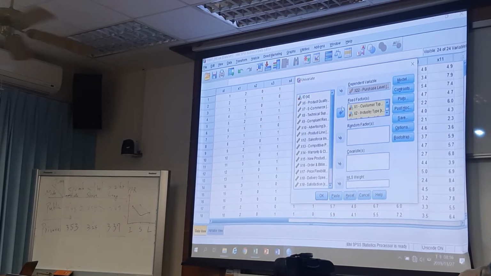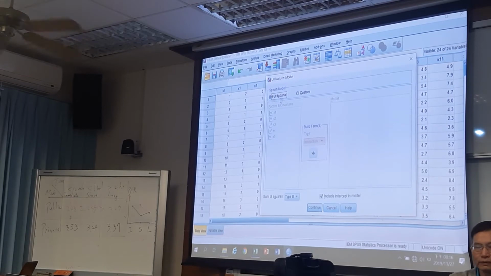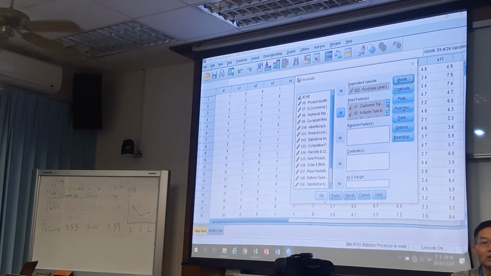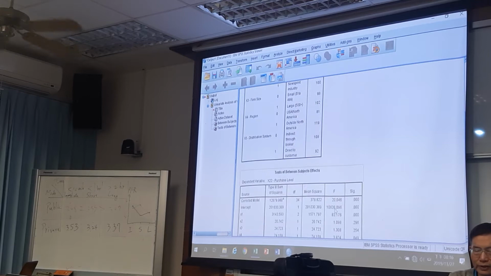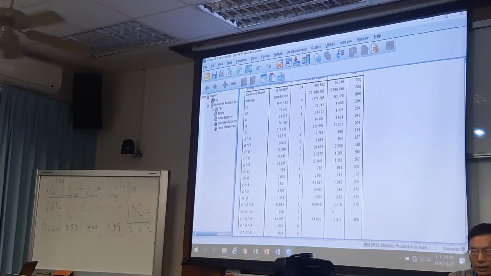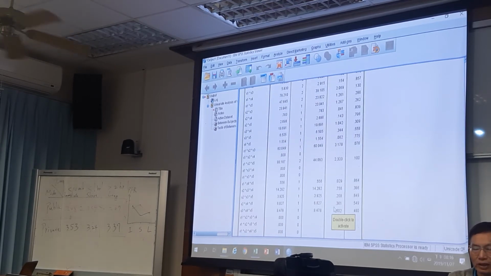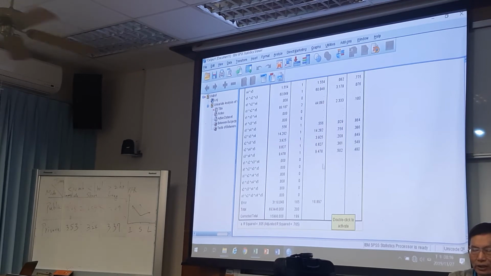I jump from two-way ANOVA to five-way ANOVA. The model is 4 factorial. What am I going to do? You see, the total number is 200, 200, 200, 200. What happened to here? What happened to here? How come there are so many zeros?